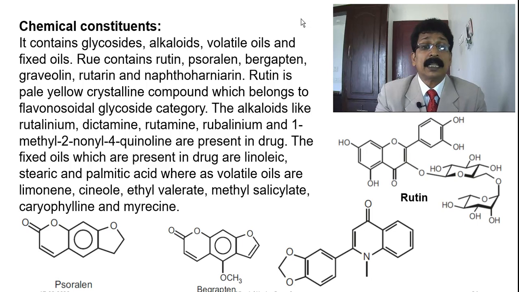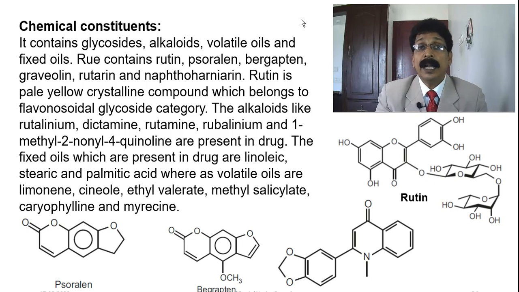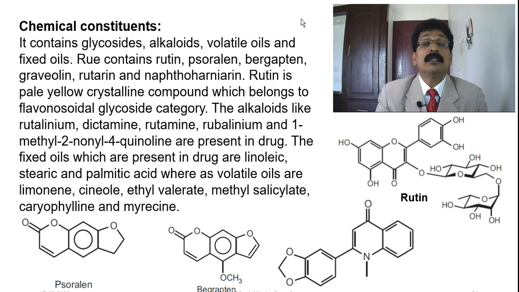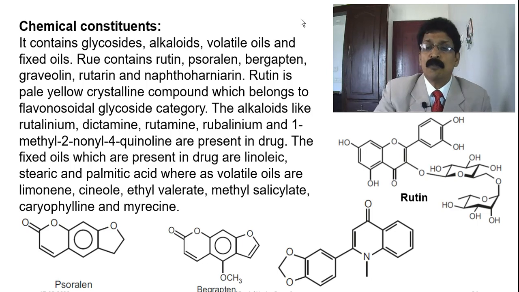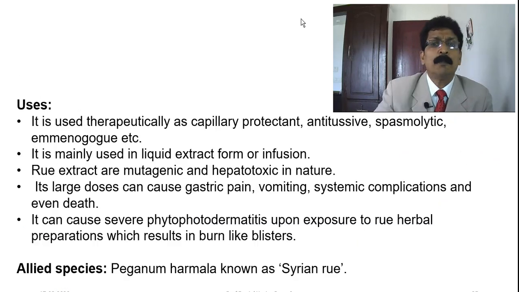You can have the other structures like psoralen and bergapten, how they are interlinked, how dehydrogenation and hydration give you interchangeable structures. And graveoline, a quinoline derivative of alkaloid, is also present in the rue plant.